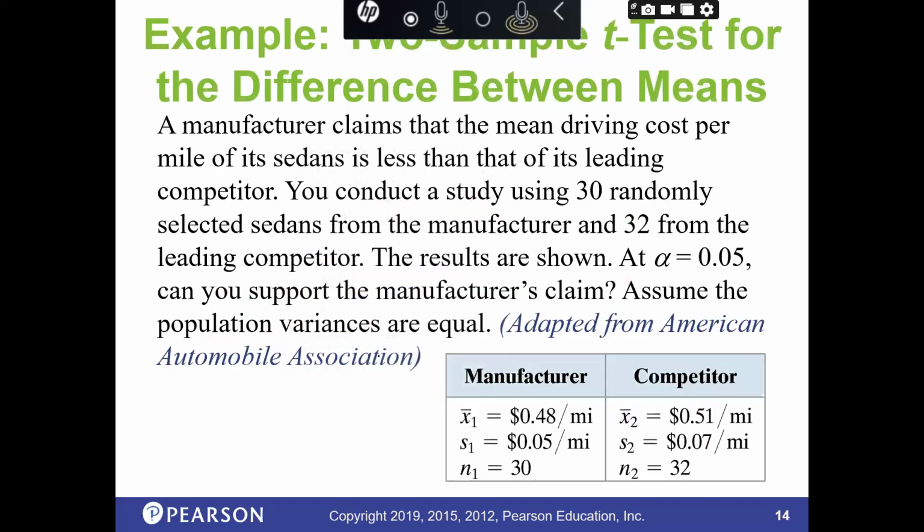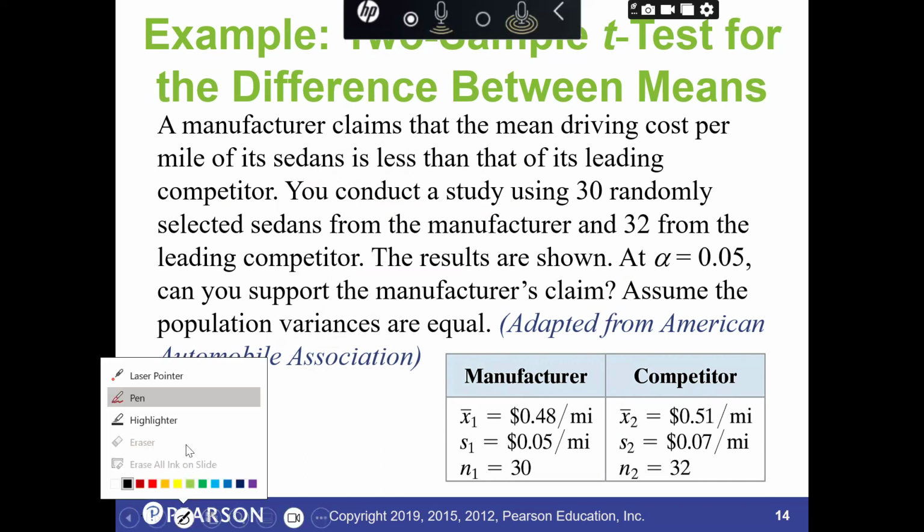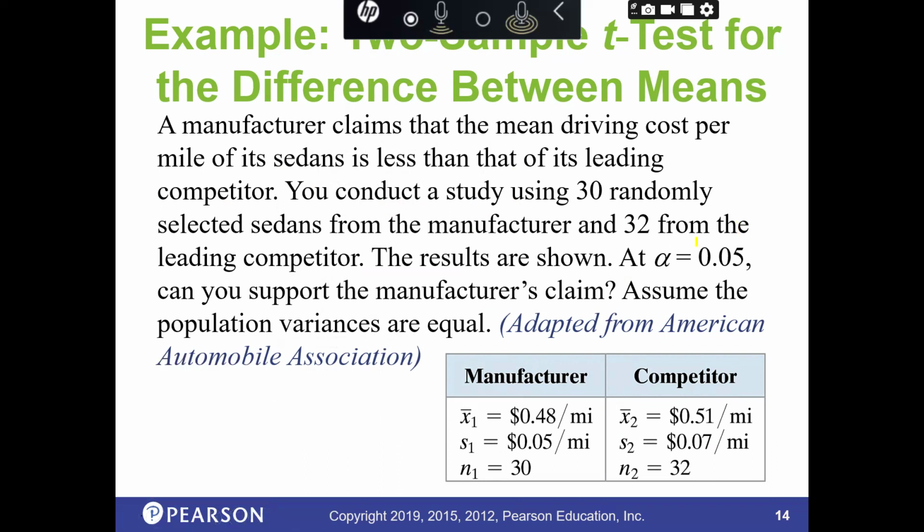The manufacturer claims that the average driving cost per mile of sedans is less than that of its competitor. So there's a conducted survey of 30 randomly selected sedans and 32 from the leading competitor. Alpha level 0.05. So I got that one right there. And then it's kind of nice because it's all in one big, nice bracket right here.